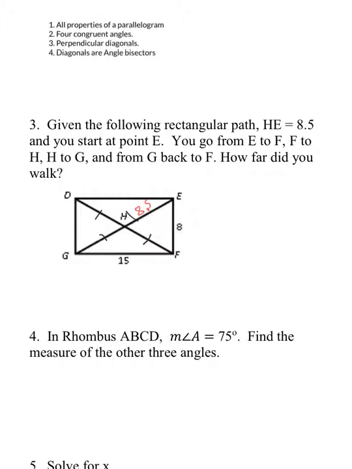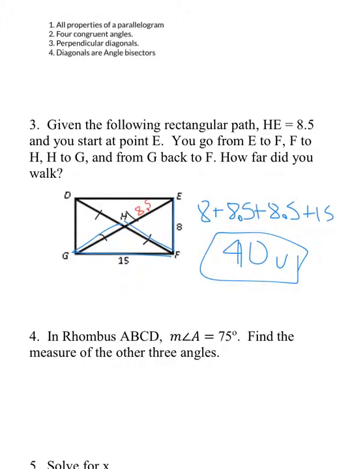So we're going to use a blue pen for the path. You go from E to F, that's 8. You go from F to H, that's 8.5. You go from H to G, that's another 8.5. You go from G back to F, that's 15. Add all that up, you get 40 units, whatever units they may be.